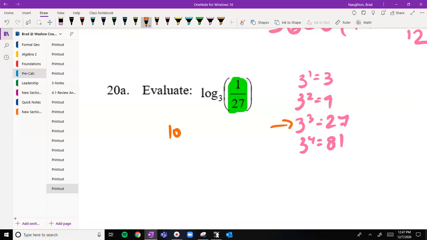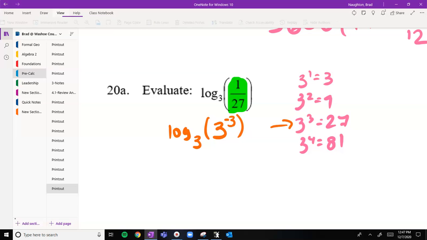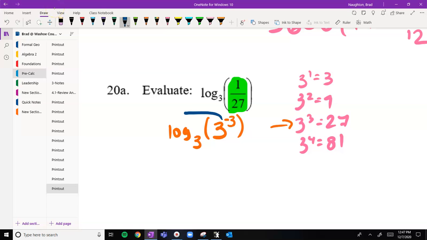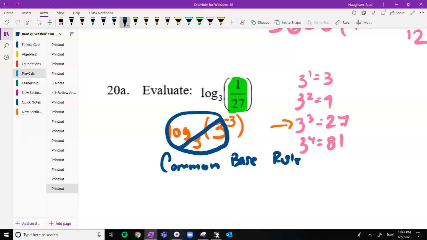So what this means is if I take log base 3 of 3 to the 3, that's 27. But since it's 1 over 27, if I make it a negative 3, then ladies and gentlemen, boys and girls, that becomes 1 over 27 because negatives are going to flip it. That's an important rule for our logs. So then here we have our common base rule. So these will cancel out because of the common base rule. So our negative 3 is going to drop on down.